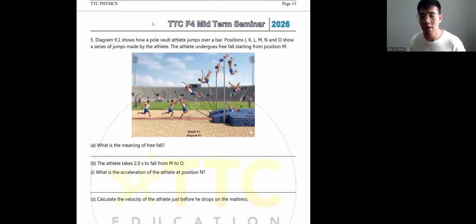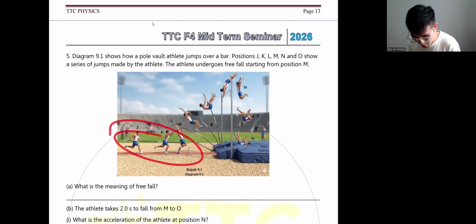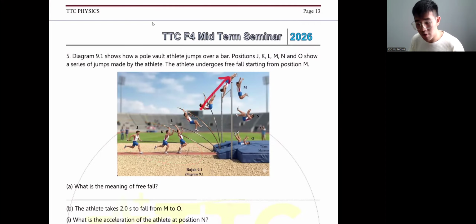After understanding, try to think which subtopic this question is from. You think, but let us look at the question first. Question number 5 says, diagram 9.1 shows a pole vault athlete jumping over a bar. So this is the pole vault athlete, and this is the pole vault. The athlete will use the pole to bounce over a very tall bar.